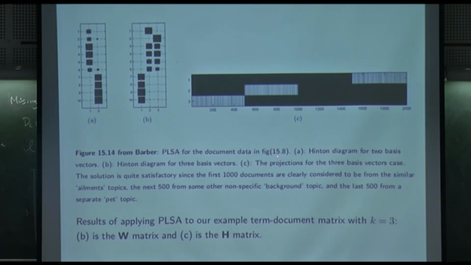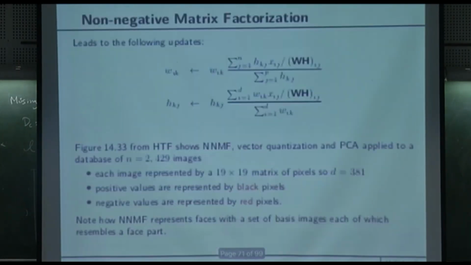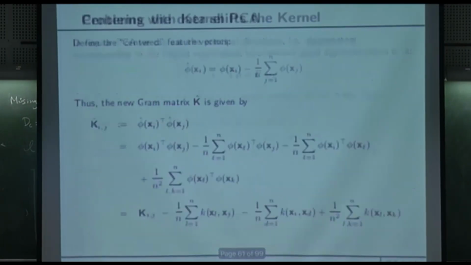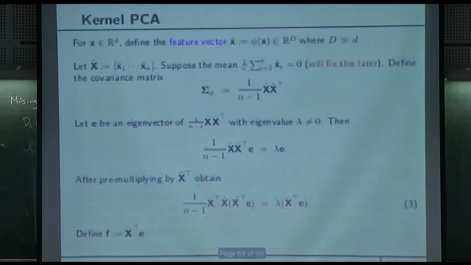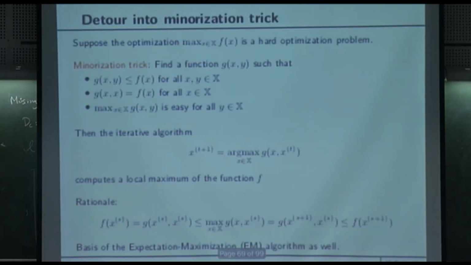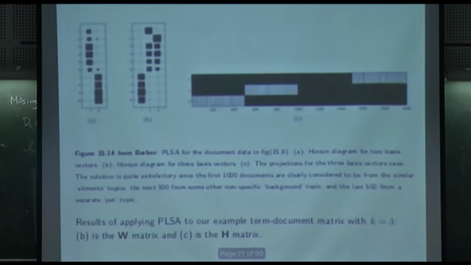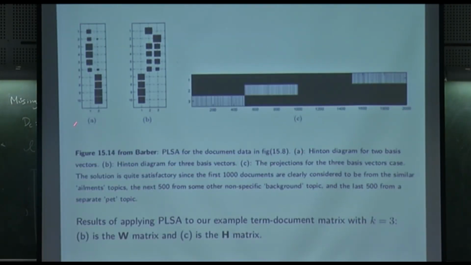For document data in figure 15.8, this is the same data as this one. Where did it go? This one. The same document data that appears there. This is what happens when you did PCA on that, and this is what happens when you do PLSA on it. Here is the Hinton diagram for the two basis vectors. Now the two basis vectors are very nicely defined. The two basis vectors you get here, three basis vectors you get over there. The projections for the three basis vectors case is here.